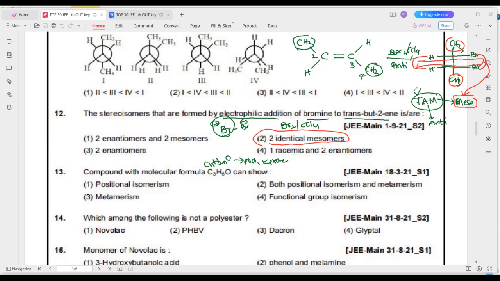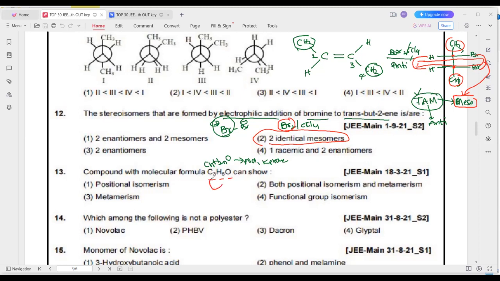What you will remember: trans, anti, meso. When bromine is added to the double bond, it will undergo trans addition. Next question: compound with molecular formula C3H6O.